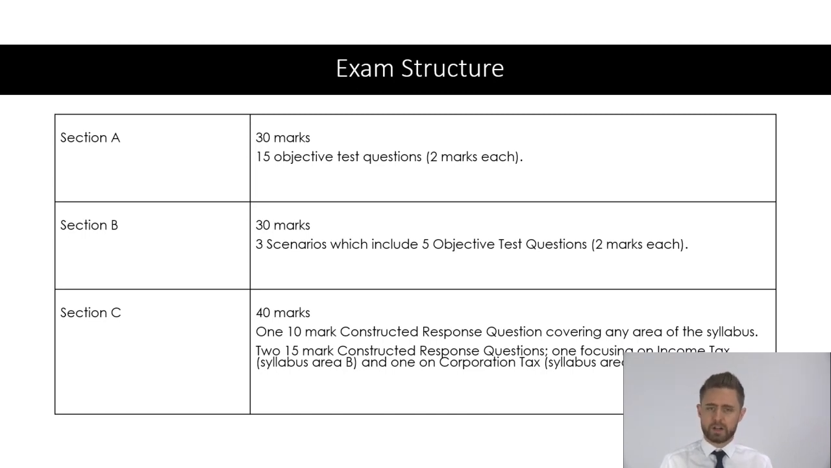Section B, you've got again 30 marks, but this time you've got your 3 scenarios. So you'll have your scenario, you'll have 5 OTQs linked to that scenario. So therefore in total 15 OTQs, all worth 2 marks each. And again, section B covers any area of the syllabus.